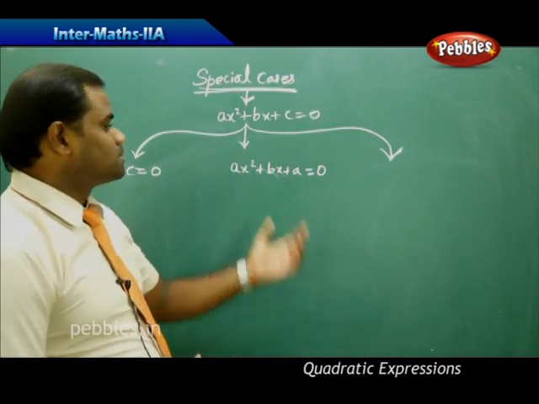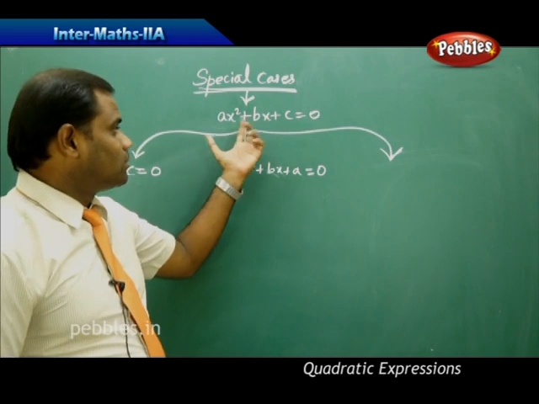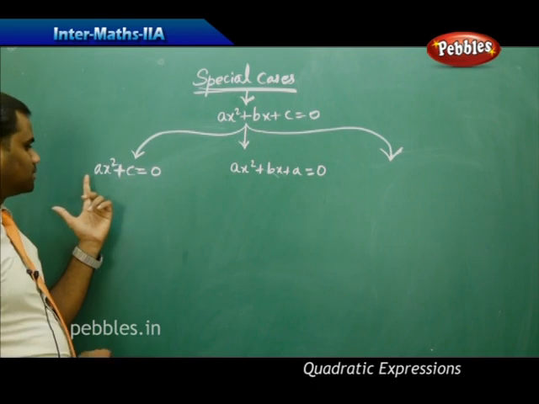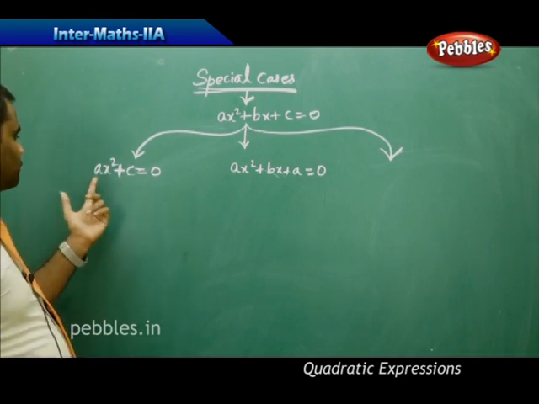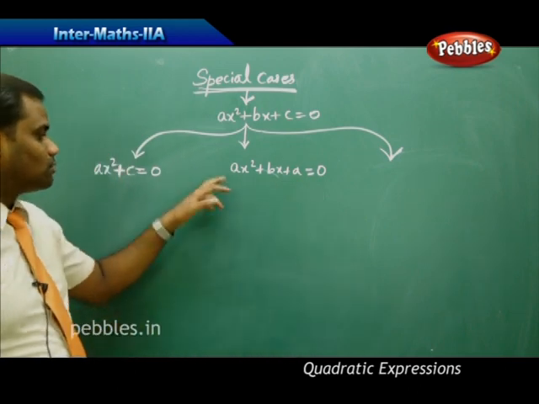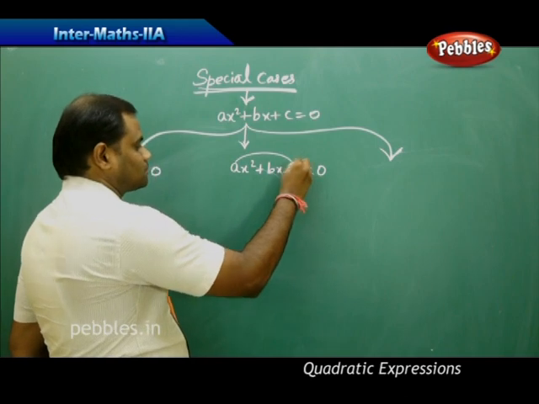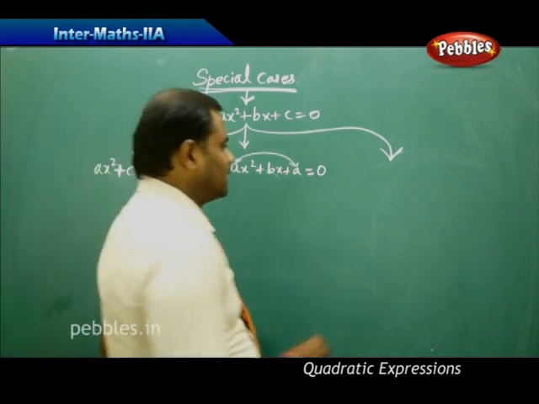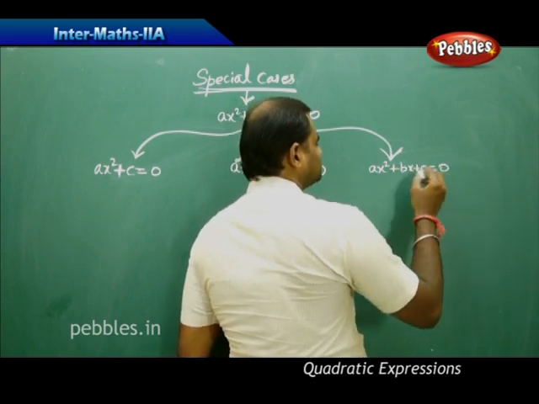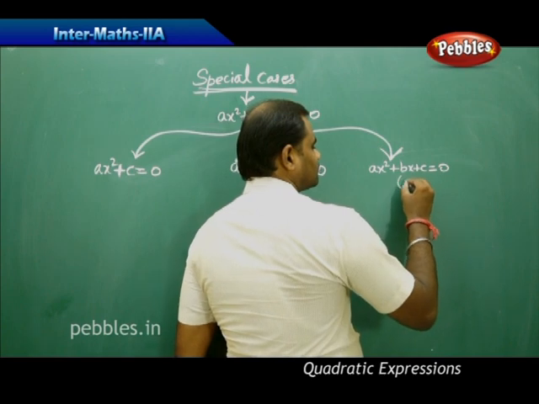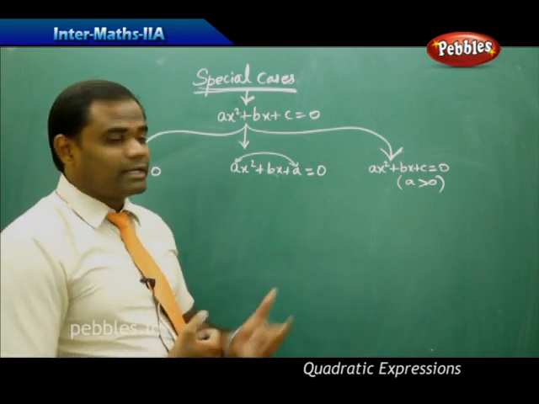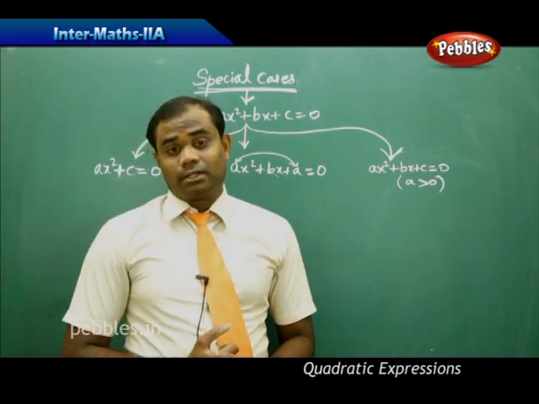So let's take the three special cases for the general quadratic equation ax squared plus bx plus c equal to 0, where my first case is ax squared plus c equal to 0, and my second case is ax squared plus bx plus a equal to 0, where this and this are the same. And thirdly, I take a greater than 0. Then let's see what each of the three special cases conclude.